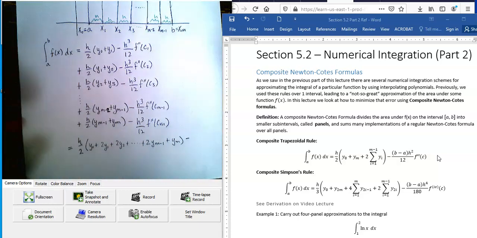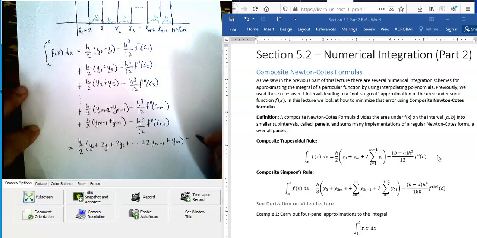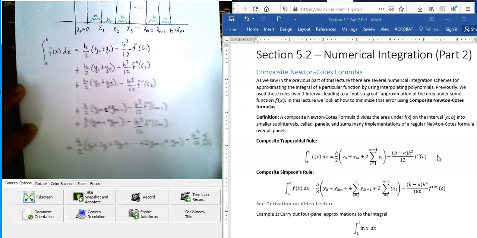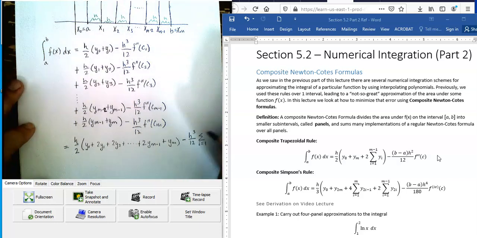Minus, all of these error terms can be written as a summation straight away, so that would be h cubed over 12 times the summation as i goes from 1 to m of f double prime of c i.